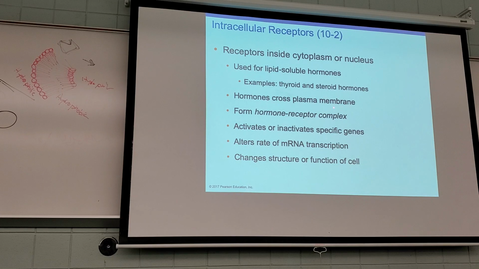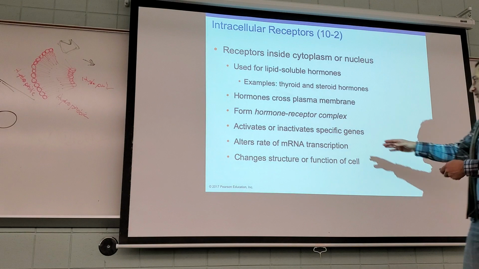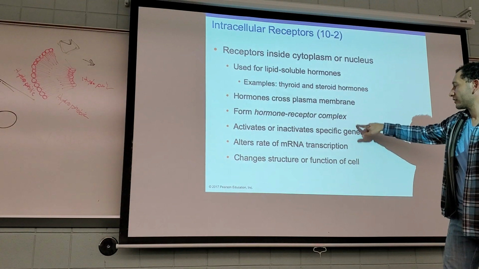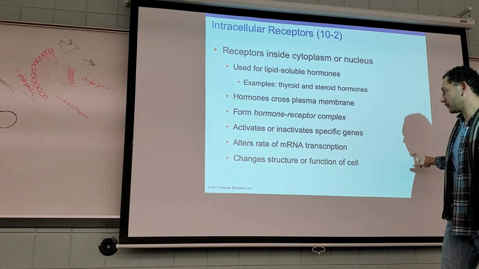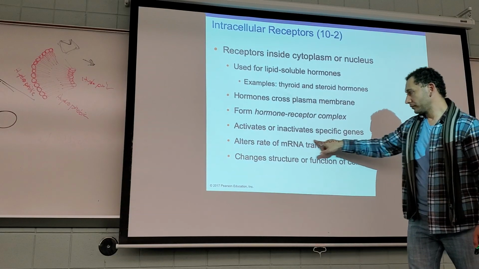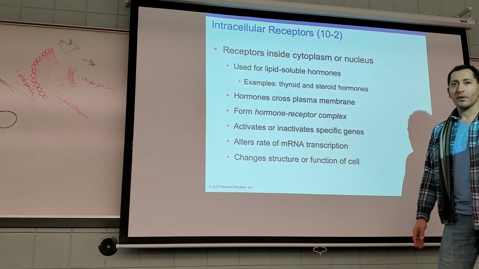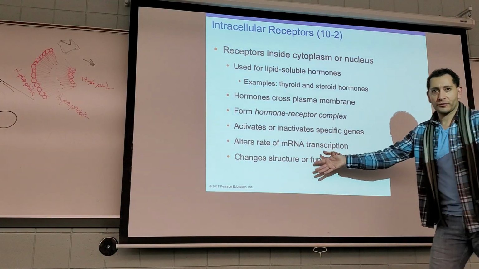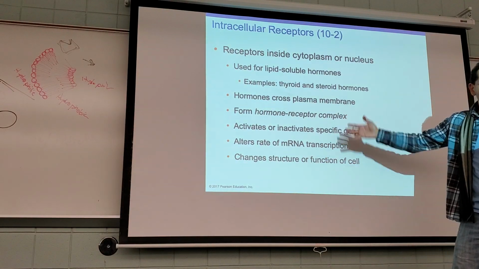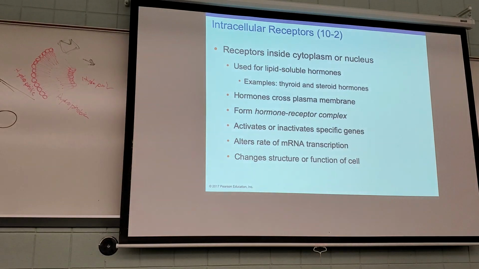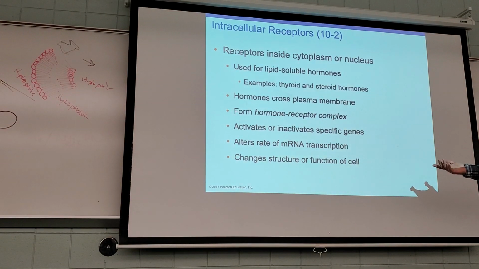Hormones cross the plasma membrane and form a hormone receptor complex. The hormone receptor complex inside activates or inactivates specific genes, because they can get inside into the nucleus. You can alter later mRNA transcription and instructions. You've got the instructions in the nucleus, so you can change what the cell does. Cool.